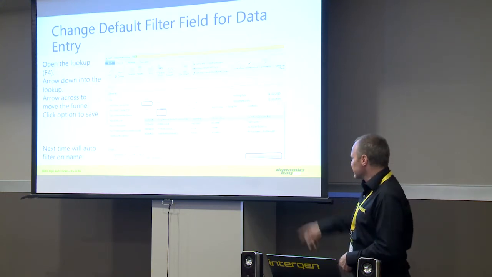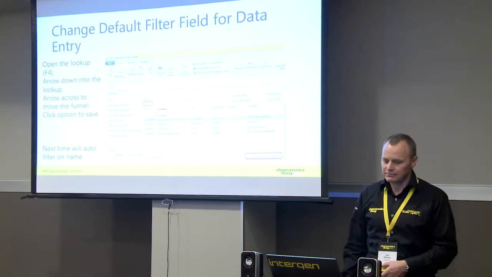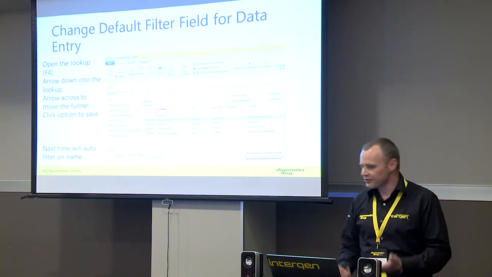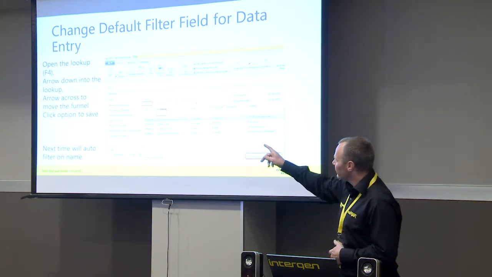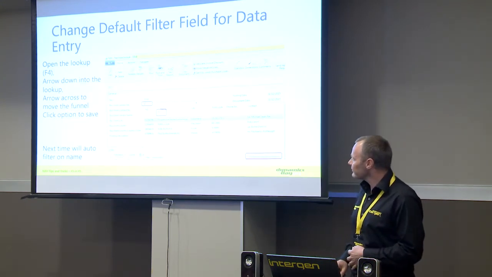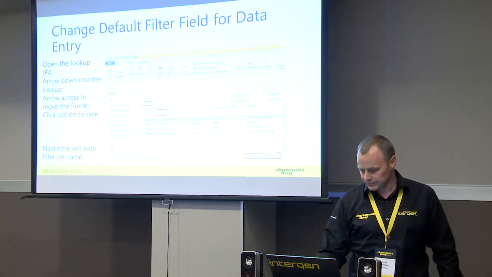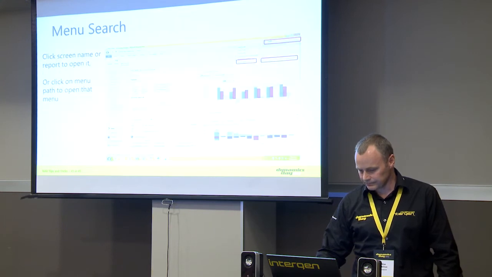So to save that setting, you just click on Save as Default Filter column. Then I've typed a P in my vendor number field, but it's filtered my vendors based on the name starting with a P.